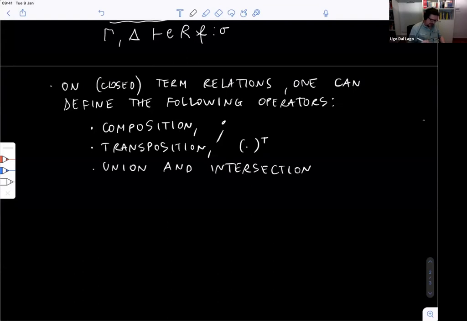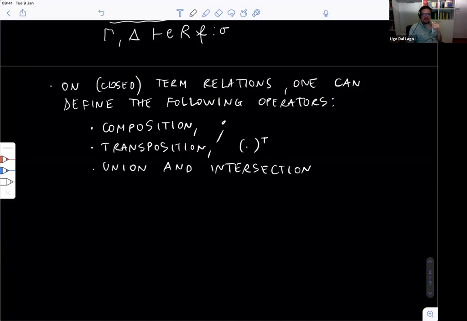These are, by the way, defined just type by type. If you, for example, take the union of two closed term relations or of two open term relations, you just take the union of each of the components of the relation pointwise. Same thing about relation composition. You just take the usual relation composition component by component. Same thing about transposition. Okay. So you can see term relations as just collections, families of many relations, and whenever you want to play with them, you play with them component by component.